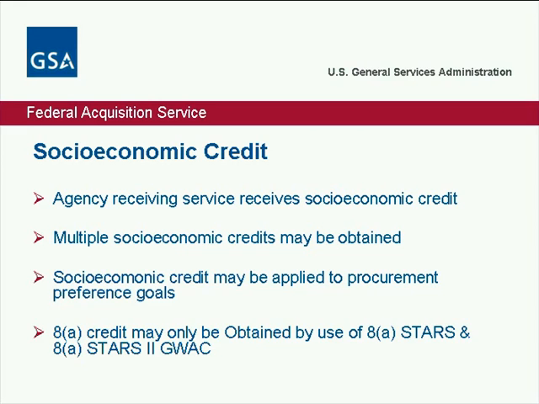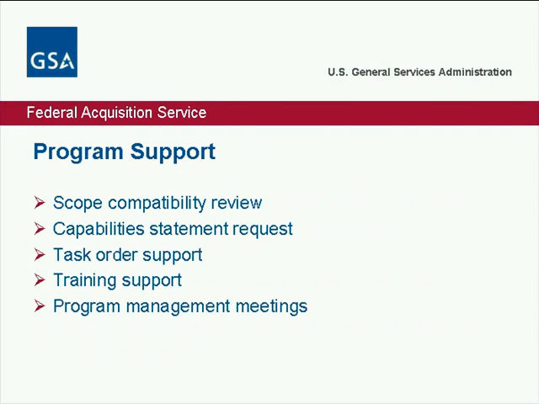And there's information about how that credit may be obtained and how to report that credit in association with task orders in the respective contract terms and conditions and in their ordering guides. I mentioned that a couple of times on purpose. So that socioeconomic credit, when earned, may be applied to an agency's procurement preference goals. And that's something that many agencies are highly engaged in trying to achieve. Also, 8A credit itself, when you use the 8A STARS or 8A STARS 2 GWAC, is the principal point on those contracts and may be earned through their use.